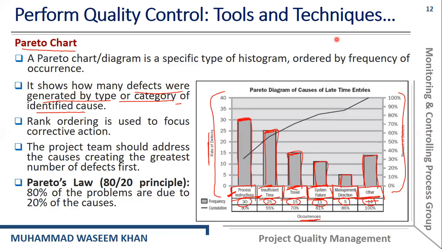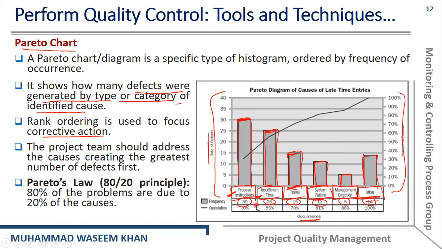Sorry for the disruption. Okay, so let's discuss it again. This axis represents occurrences, and the y-axis represents the rate of defects. These are the process instructions, insufficient time, travel, and system failure. These are the causes of late time entries.